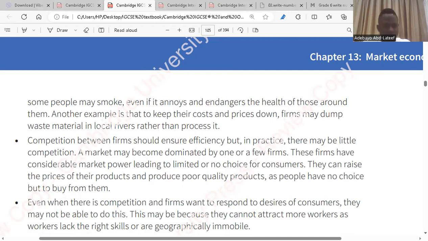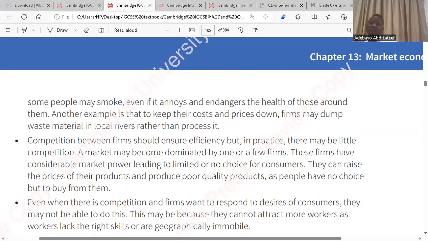The second one. Competition between firms should ensure efficiency, but in practice, there will be little competition. A market may become dominated by one or few firms. These firms have considerable market power, leading to limited or no choice for consumers. They can raise the price of their products and produce poor quality products, as people have no choice but to buy from them.